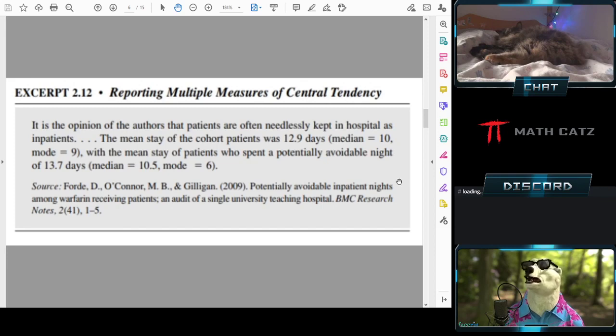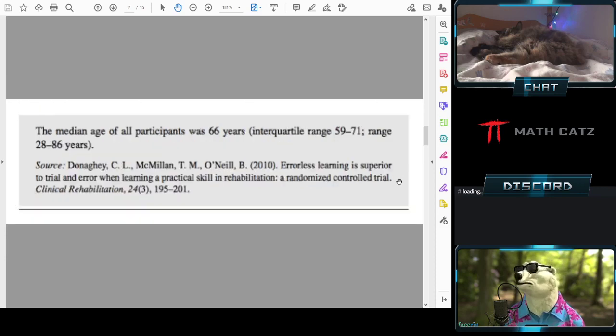I can then see, oh, well, mode, that means skewness, and it's all in there. Another excerpt here: the median age of all participants was 66 years, and then in brackets they give an interquartile range, and the whole range. Maybe this is part of a larger discussion. So the point here is more information is better. You don't want to be overwhelmed with information, but you don't want to give just the bare minimum. It doesn't paint the picture fully.